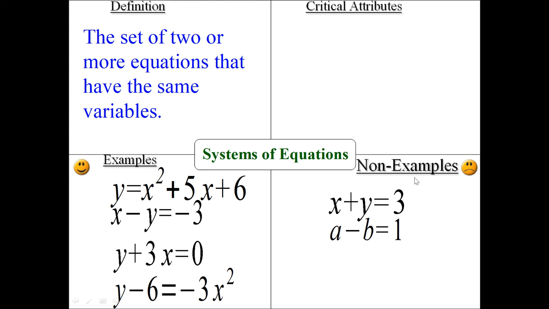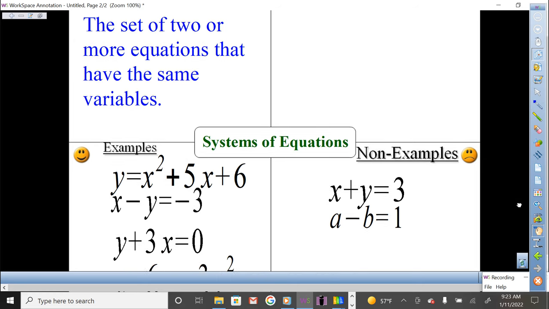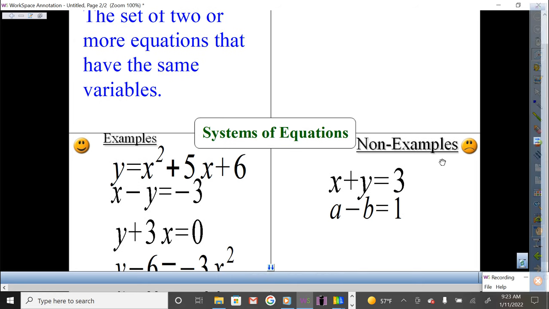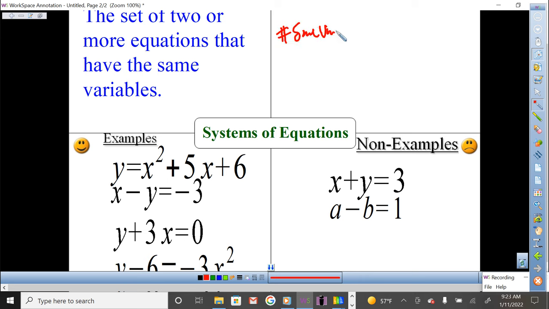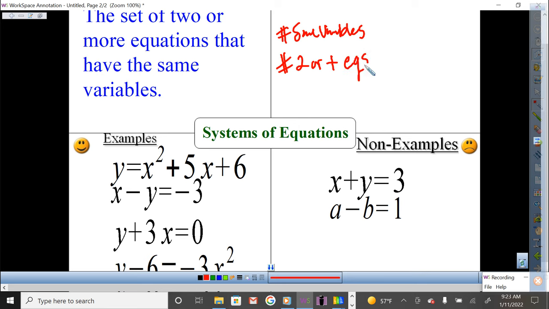So, hashtag what? What makes it a system? Tell me, hashtag, please. Hashtag what? Bella, go. Hashtag same variables. Hashtag, and I'm going to write two or more equations. Two or more, yeah? Okay. Pretty straightforward, yeah? Now, I'm not going to elaborate anymore. It's straightforward. Does anybody have any questions on what systems are?